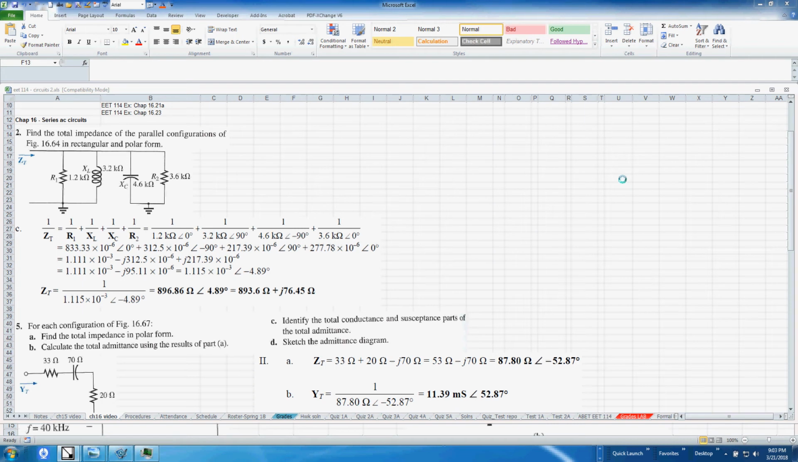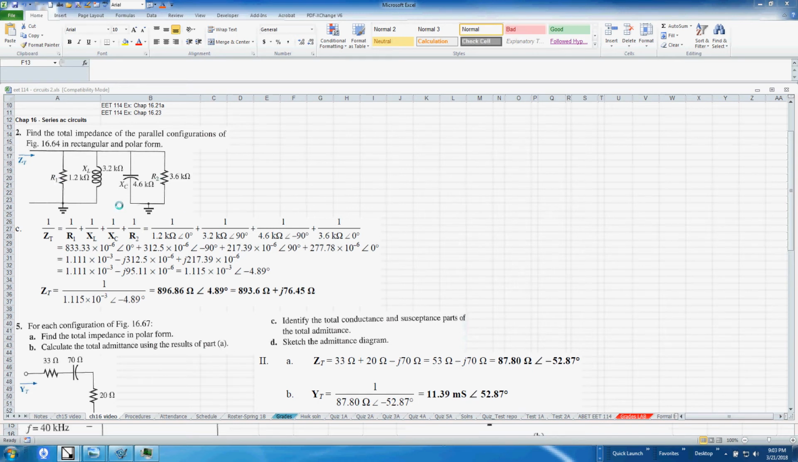EET Chapter 16, Example Problem 2. It says find the total impedance of the parallel configuration shown here. 1 over the total impedance equals 1 over R1 plus 1 over XL, plus 1 over XC plus 1 over R2, because these are all in parallel.